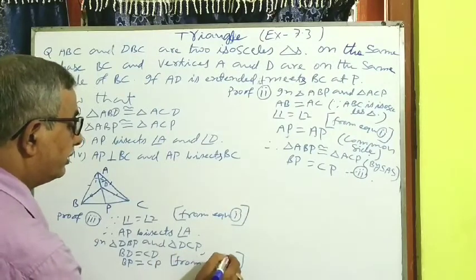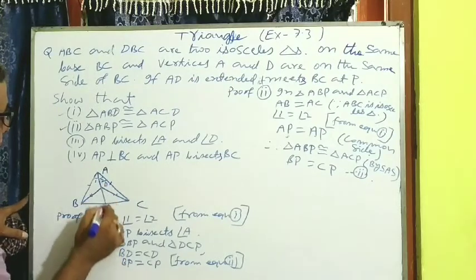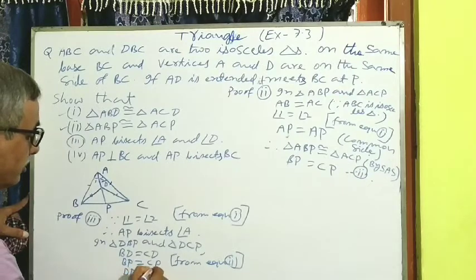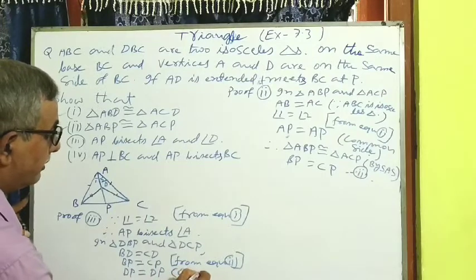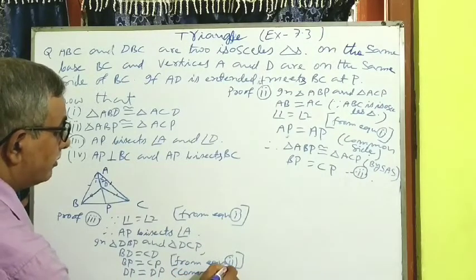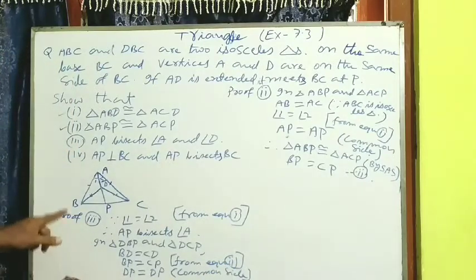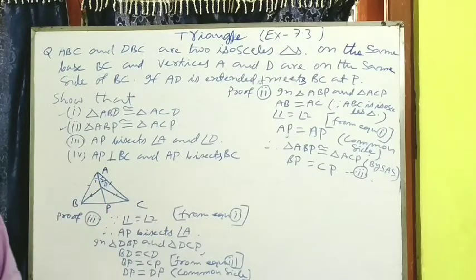Therefore, what are the things you got? DP is equal to DP. Why is it so? Common side. So in this way, 3 sides you got. This side, this side, this side, this side, and DP is equal to DP also you got. So it is very easy. Now 3 sides are equal, so the triangles will be congruent.